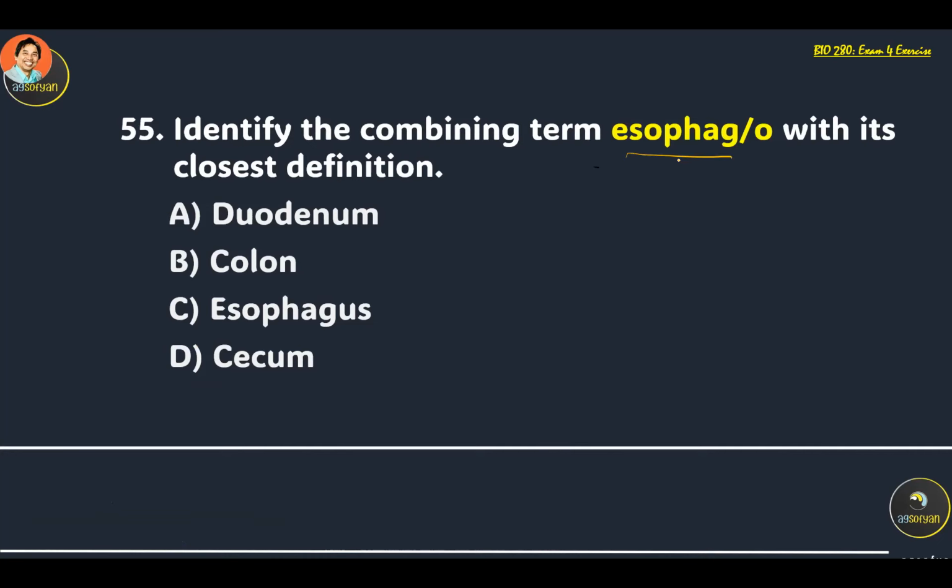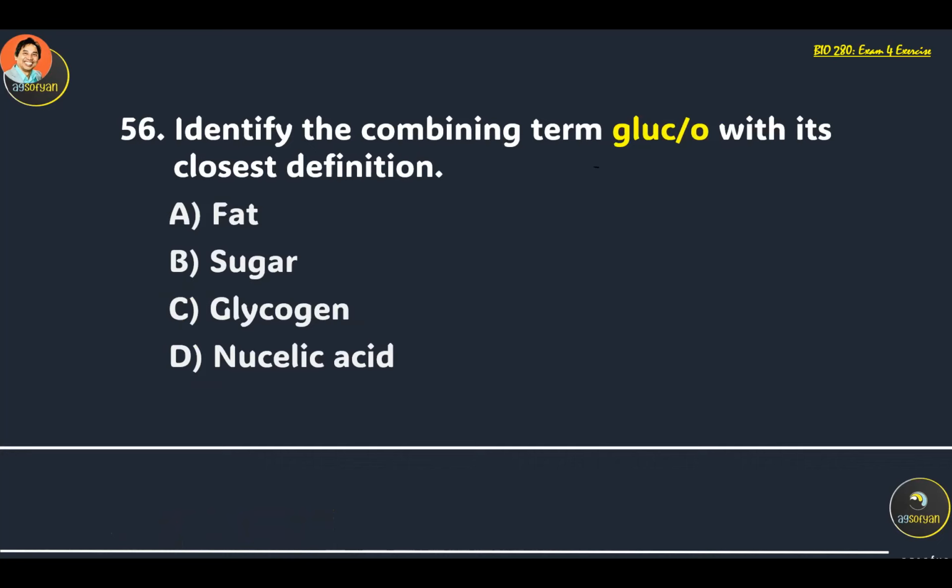Esophag, going to be esophagus. It's after pharynx. Gluco means sugar. It's going to be this one. Glycogeno.